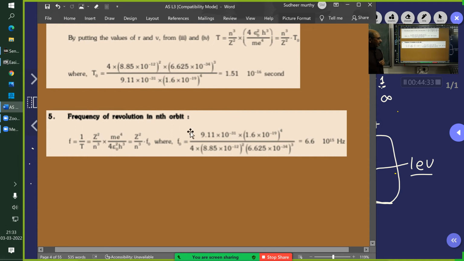Frequency of revolution of the nth orbit. Same here, so this is only the inverse of this. So F is proportional to z square by n cube. F naught is 6.6 into 10 to the power of 15 hertz. Clear? Great.